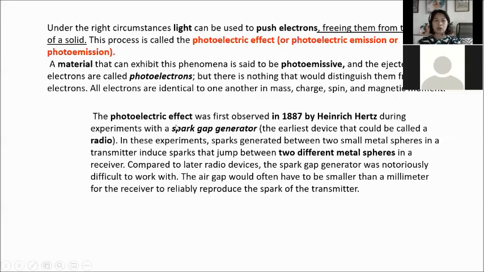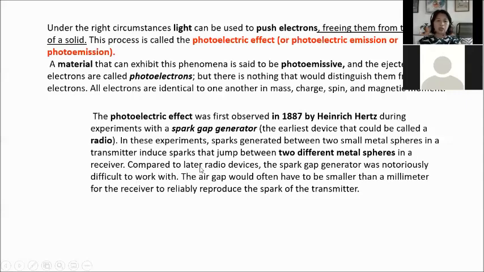He was focused on radio waves. During experiments with a spark gap generator, the earliest device that could be called a radio, sparks generated between two small metal spheres in a transmitter induced sparks that jump between two different metal spheres in a receiver.